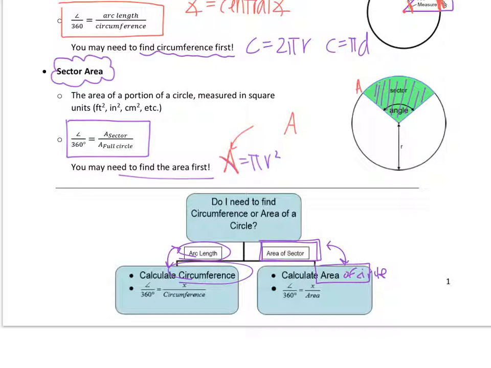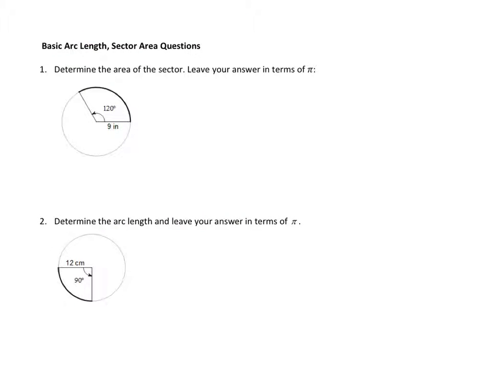And again, the formula is almost identical. Angle over 360, but on the right hand side is where it changes. X is representing either arc length or area of a sector over what it's calculated out of, circumference or area of the circle. If you flip it, we'll start with some basic questions and then some Common Core questions. So this first one says, determine the area of the sector.